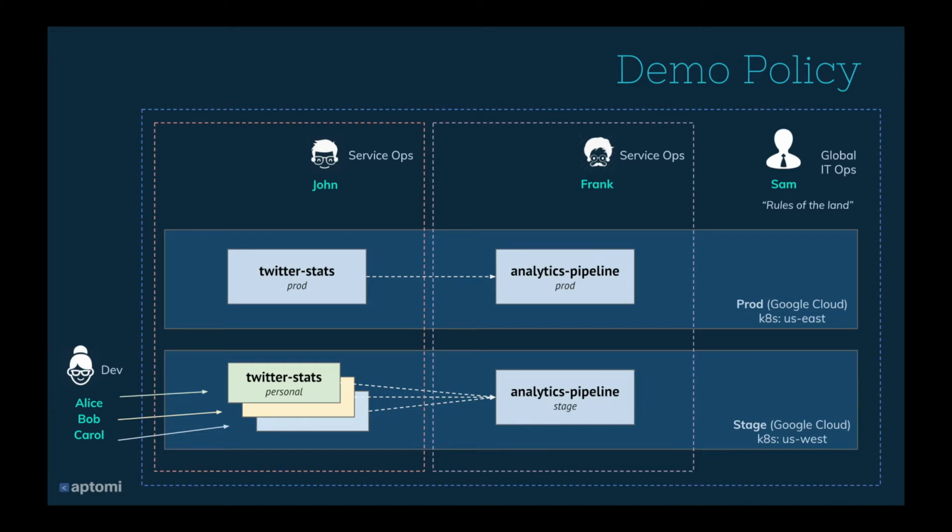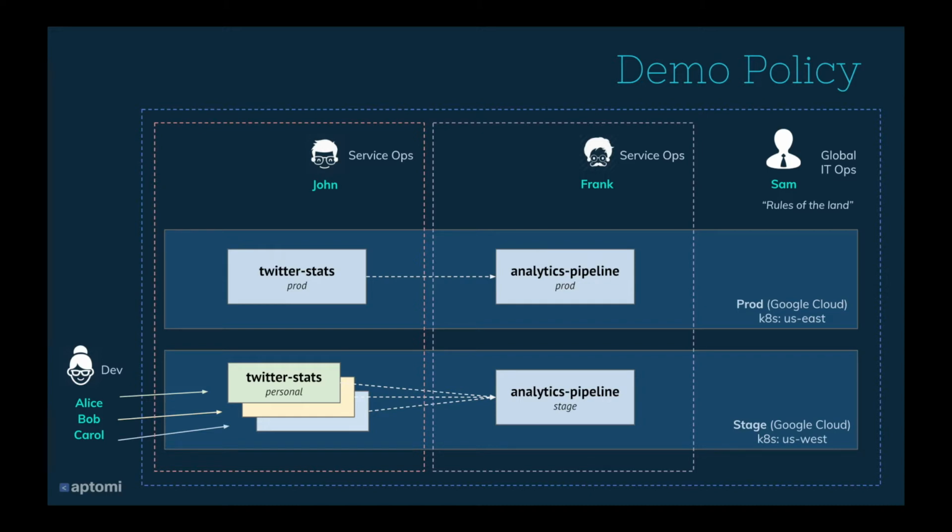John and Frank offer their services in multiple different contexts. For example, John set up rules in a way that there is one instance of Twitter stats in production, and there are going to be multiple instances of Twitter stats in staging. Every consumer will get its own instance. Frank also offers his Analytics Pipeline service in two different contexts, one for production and another one for stage. And he set up rules in a way that the staging instance is going to be shared by all the consumers.